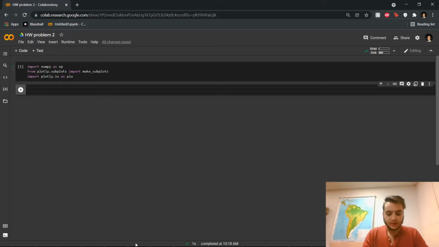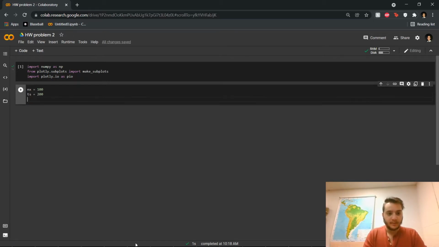Alright, so now we need our time steps. We're going to define nx and set it equal to 100, and then our time steps, denoted as ts, is equal to, let's just say 200. And then the r value that is given to us is 0.1.